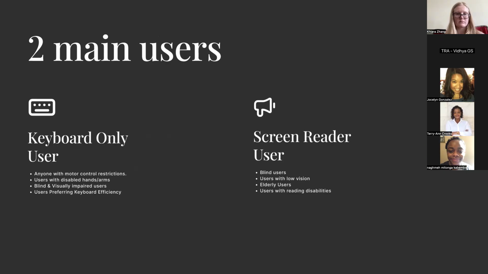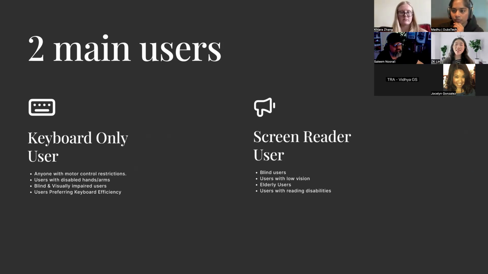They can be anyone with motor control restrictions, Parkinson's, severe arthritis, or users with disabled arms, or someone who experienced an accident, like people who like to go snowboarding, they might hurt their arms and be like, oh no, can't use a mouse anymore. Blind and visually impaired users will also use the keyboard a lot. And some users simply prefer keyboards for efficiency. A lot of my software engineer friends prefer to use keyboard only instead of a mouse.